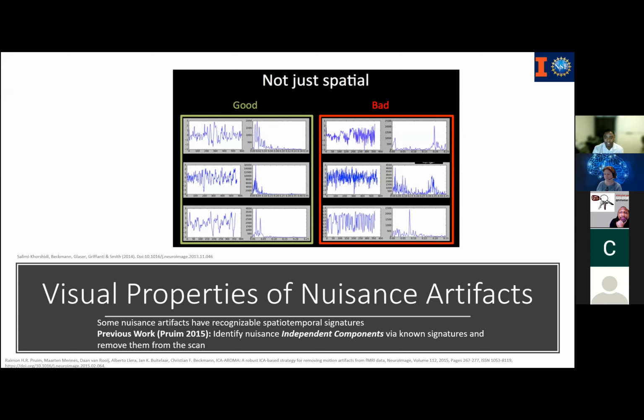So previous work by Kim et al. gives an automatic model to examine these spatial maps and time signatures to identify components that are consistent with known signatures of nuisance artifacts. And we're able to remove the effect of these independent components from the original scan in hopes of honing in on the neural signals of interest.